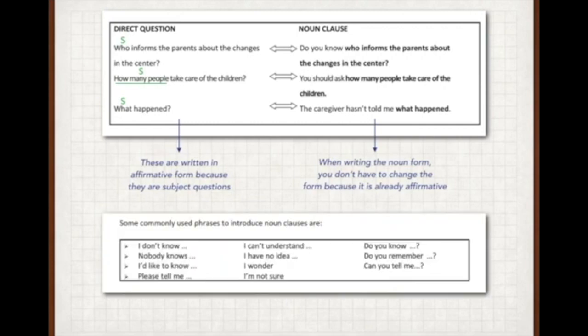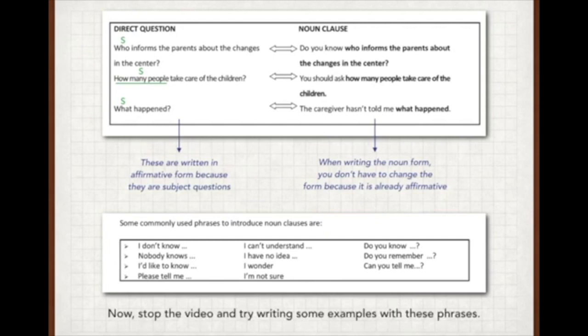Now this part of the handout is very interesting because it talks about some commonly used phrases to introduce noun clauses. Normally we use noun clauses with question words after, for example, I don't know, or nobody knows, or I'd like to know, or please tell me. Now, as an extra exercise, stop the video and try writing some examples with these phrases, just to practice.